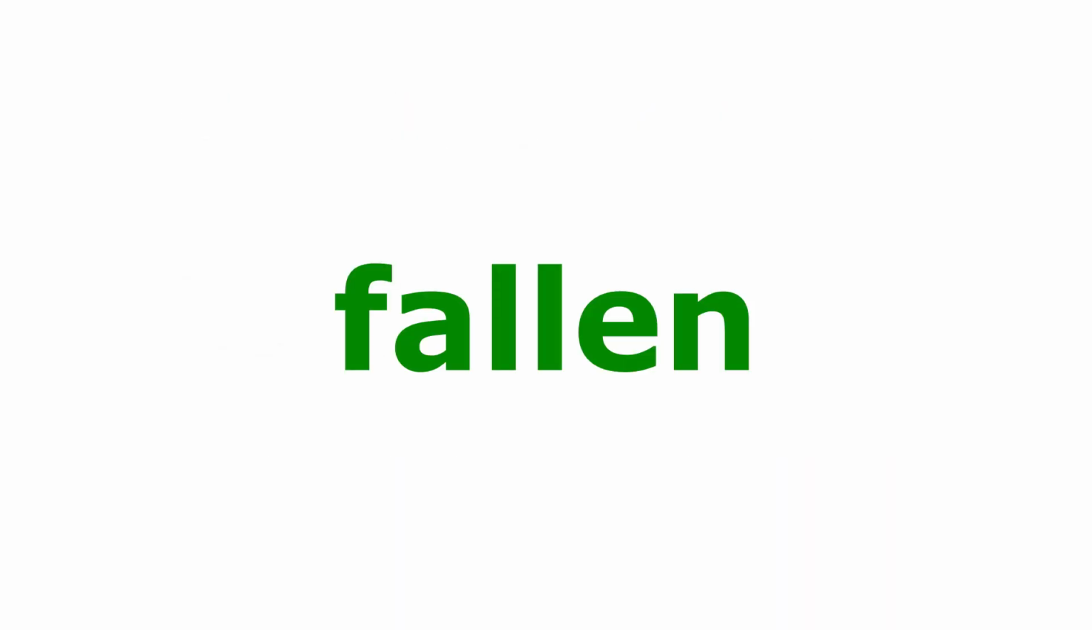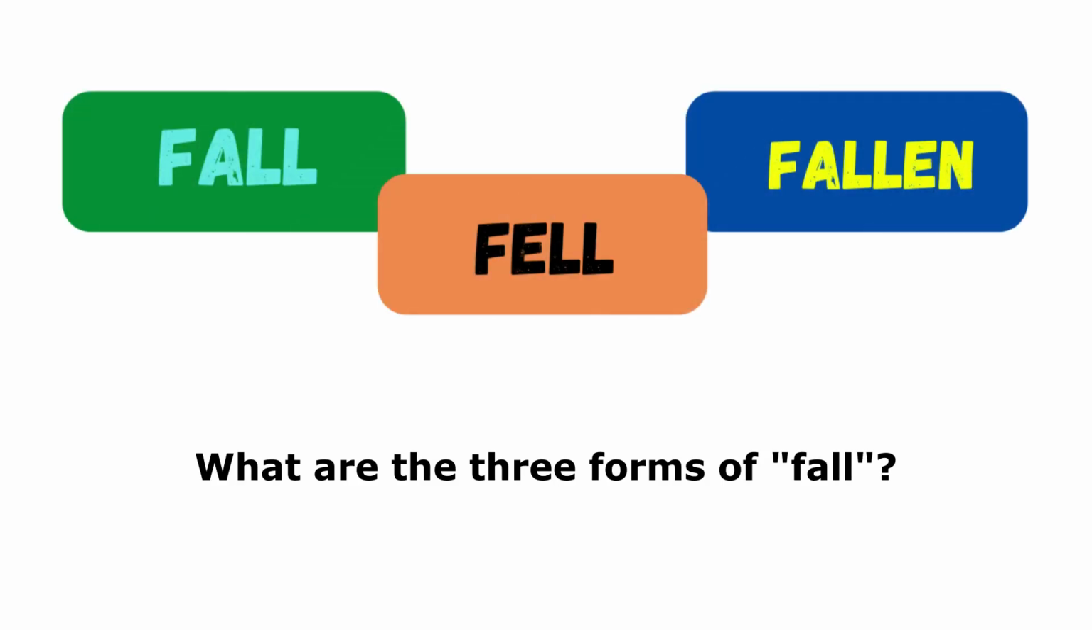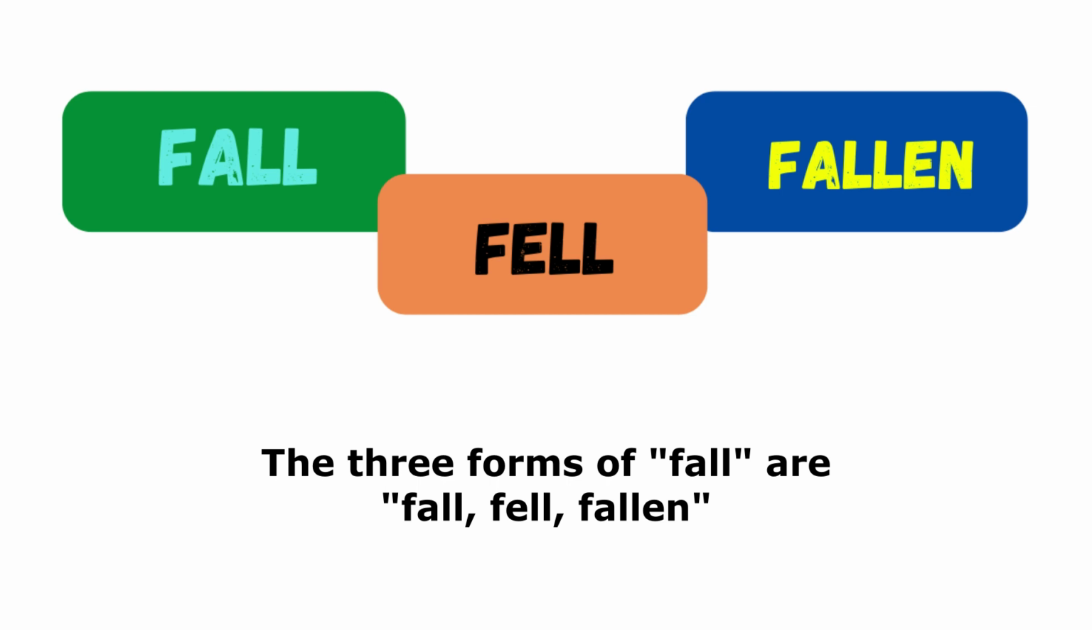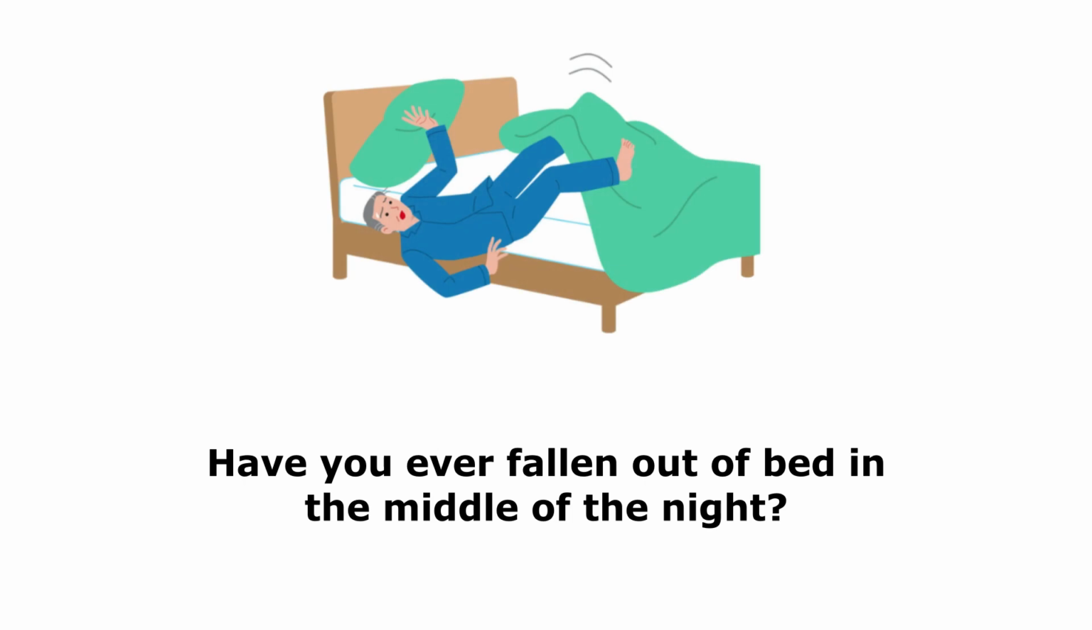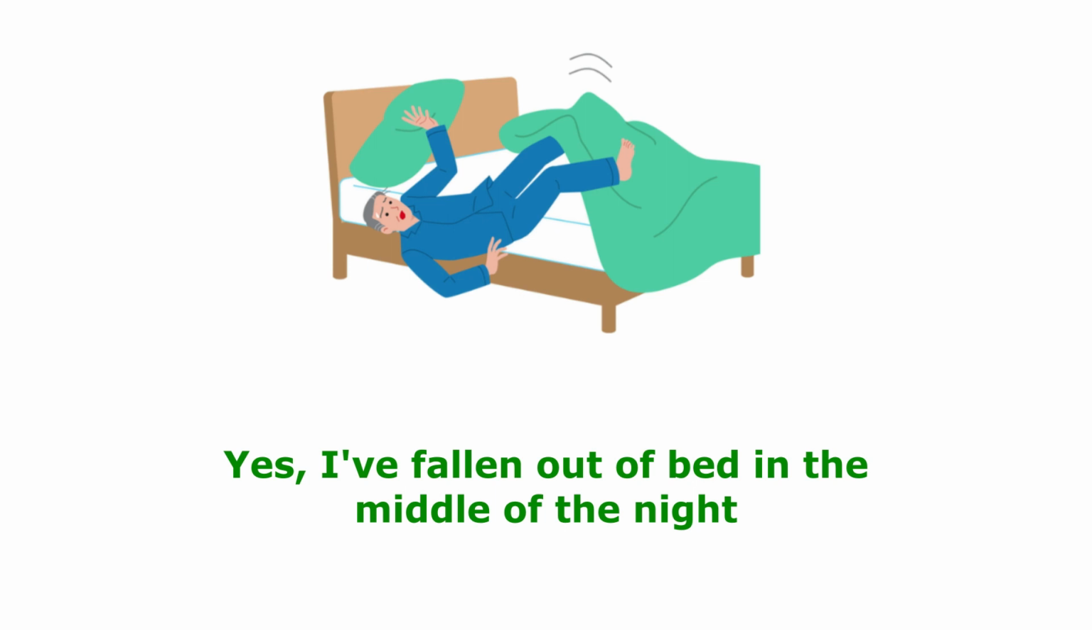Fallen. What are the three forms of fall? The three forms of fall are fall, fell, fallen. Have you ever fallen out of bed in the middle of the night? Yes, I've fallen out of bed in the middle of the night.